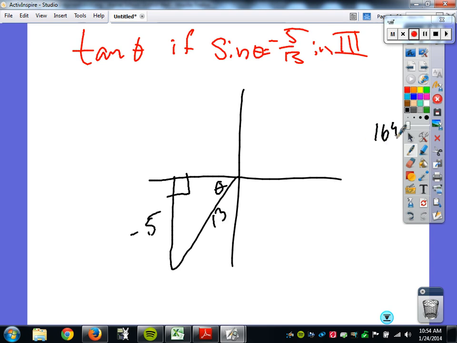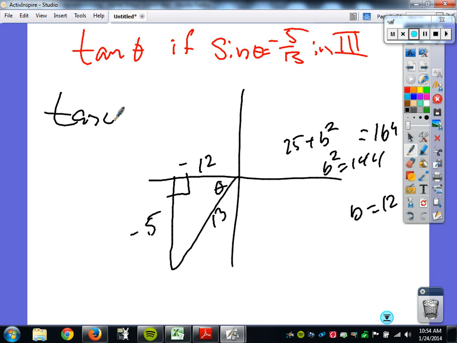So that's 169. It is 12. 25 plus b squared. Subtract that, b squared is 144. Can you now see that it's 12? Yep. So he's 12. But because he's left, what is he as well? Negative. So therefore, now we have the triangle. So now I can find any of the 6 trig functions, can't I? Which one are they specifically asking for? Tangent. So I say tangent of theta is standing here, opposite over adjacent. Would I ever like you guys to leave it as negative 5 over negative 12? 5/12.